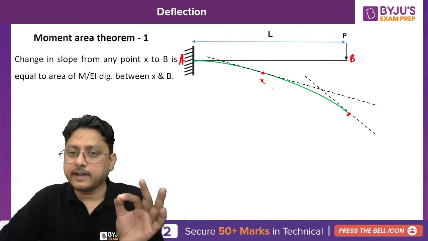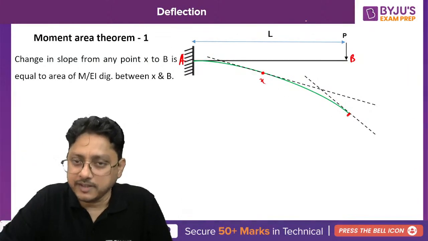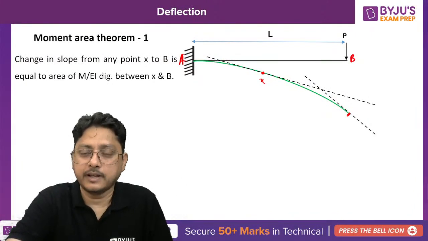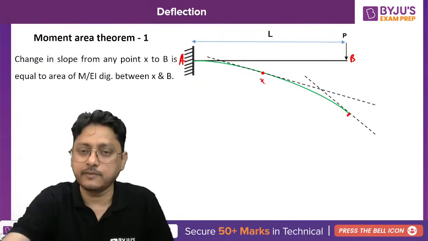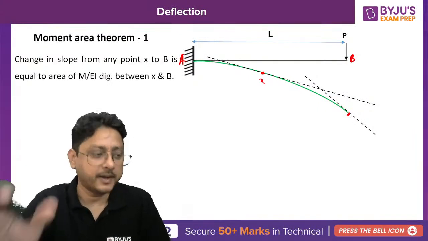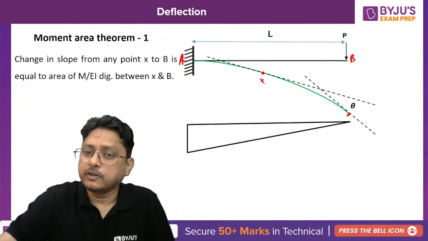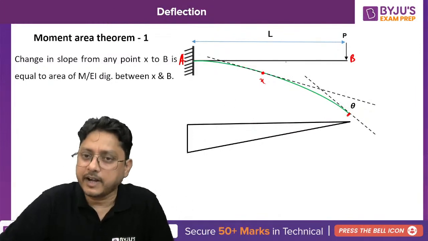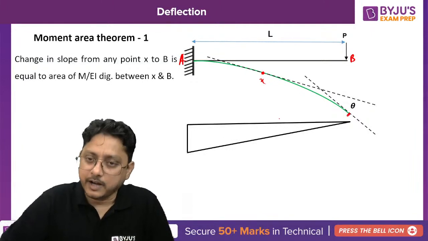As per the moment area theorem, draw the bending moment diagram, then draw the M by EI diagram. The bending moment diagram for this concentrated load on a cantilever will be a triangle, isn't it? It will be a triangle. Then find out the M by EI diagram, which is nothing but the bending moment divided by the EI of the beam.